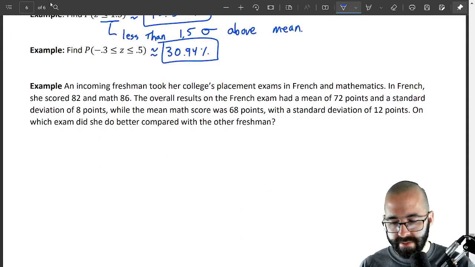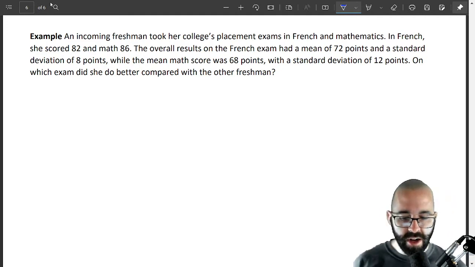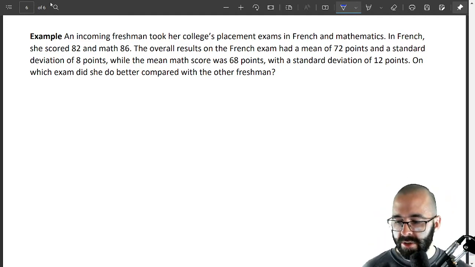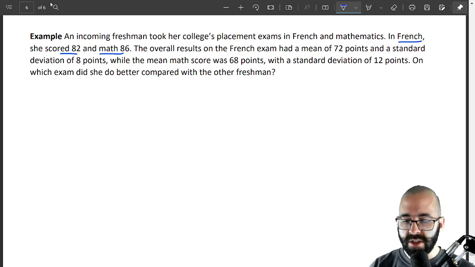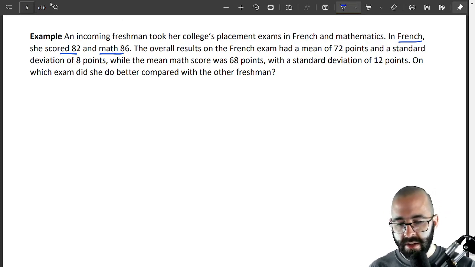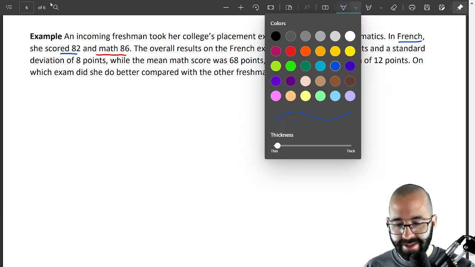Last thing, an incoming freshman took her college's placement exams in French and mathematics. In French, she scored an 82, and in math, an 86. The overall results of the French exam had a mean of blah, blah, blah. Let's color code these. Let's have French be blue and math be red, because there's always a lot of red pens on math exams. All right.